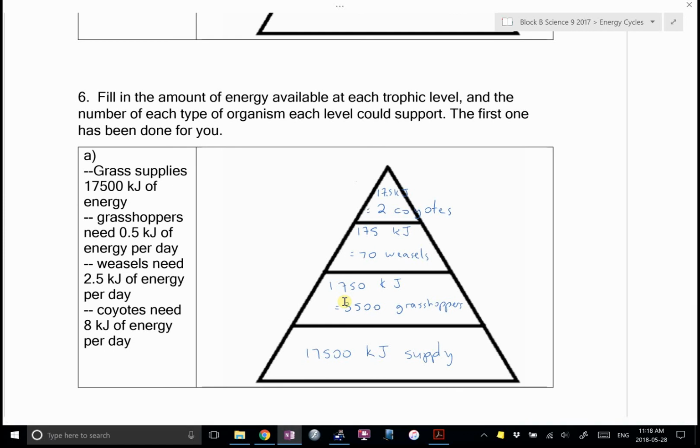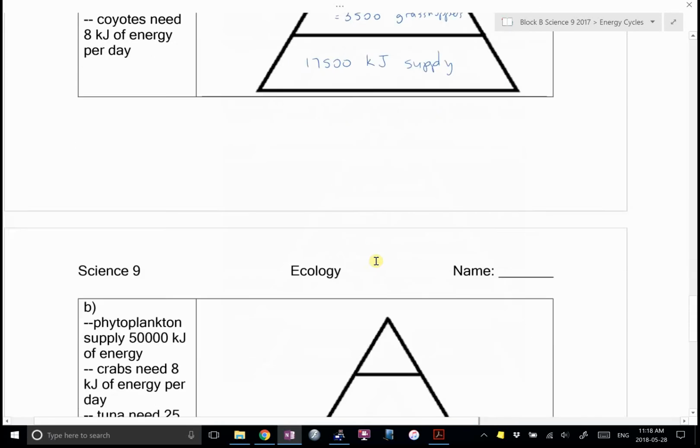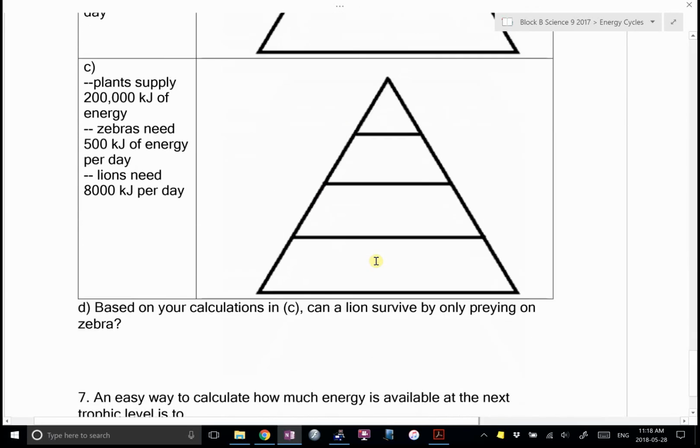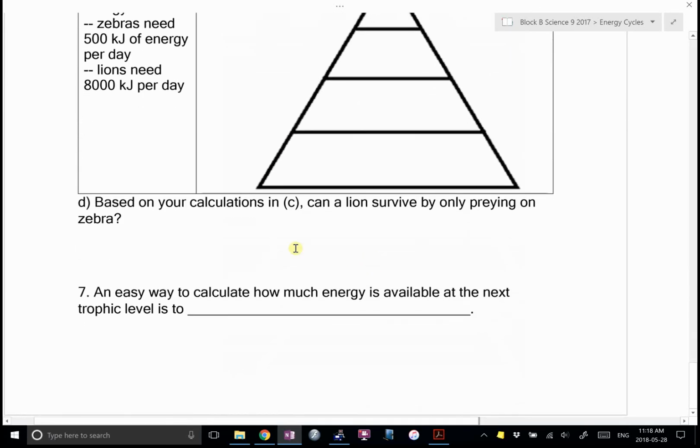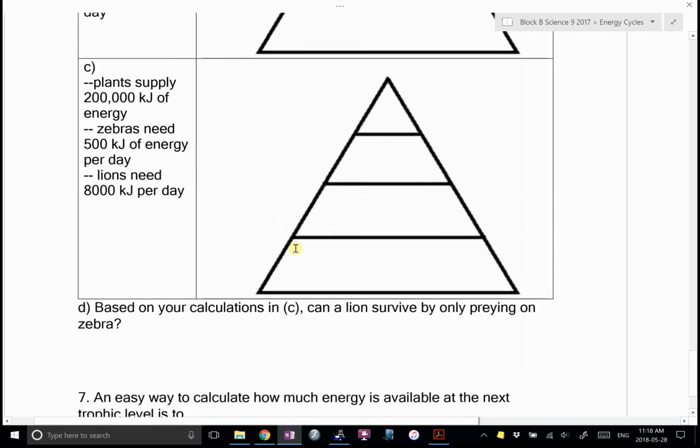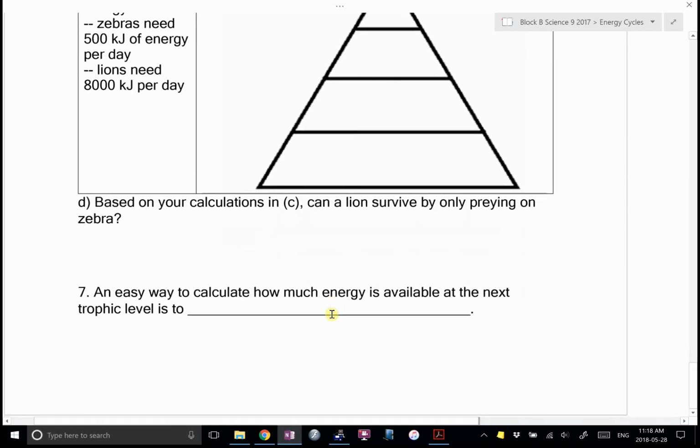So calculate what population would survive at each successive trophic level. So I did an example for you. On the back page, you can try B and you can try C. And then answer for part D, based on your calculations in part C, can a lion survive by only preying on zebra, or will it need another secondary food source to survive? And we can all do number 7. An easy way to calculate how much energy is available at the next trophic level is to what? Okay, so you can write, use the 10% rule, or you can just even say, drop the final digit, divide by 10, or whatever. Okay.